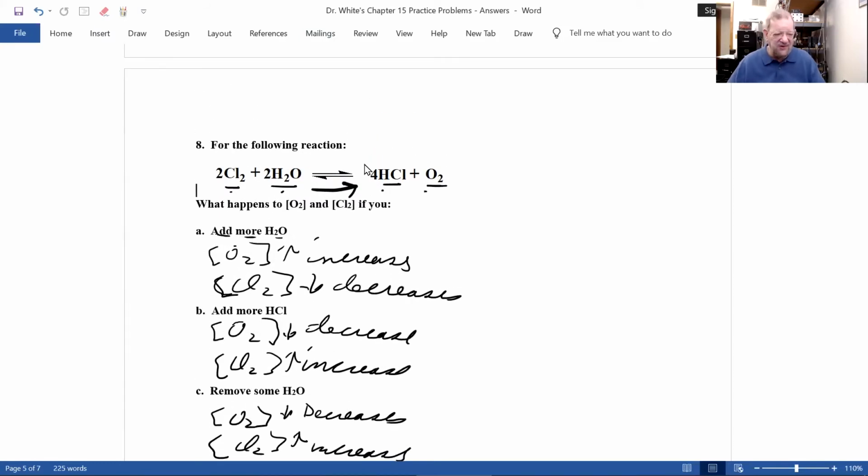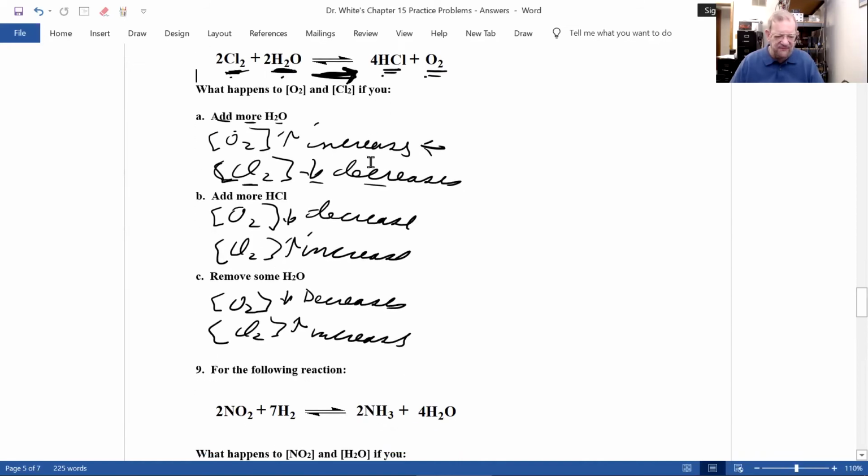But anyways, if you add more water, this is going to be consumed to get rid of it. So is the chlorine. And when something is consumed, you have less of it, so the concentration will decrease. Now, in order to get rid of the excess water, it reacts with chlorine to go this direction to make more HCl and oxygen. When you make more of something, the amount you have, otherwise known as the concentration, will increase. And that's how you do these type of problems.